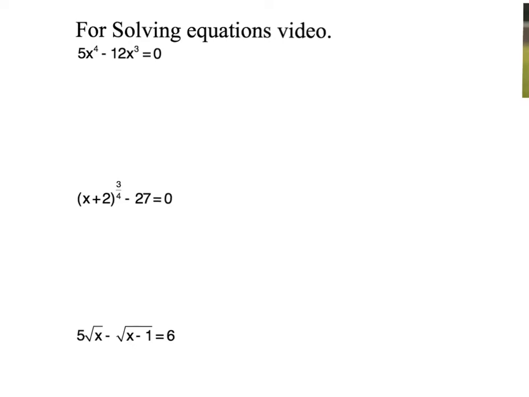This is me, your teacher Mace, and I'm going to solve some equations for you. And you can use these examples to help solve some of the equations that you have in your homework.